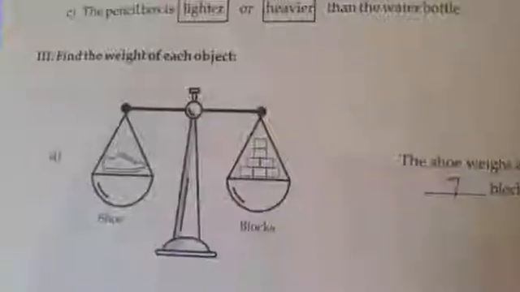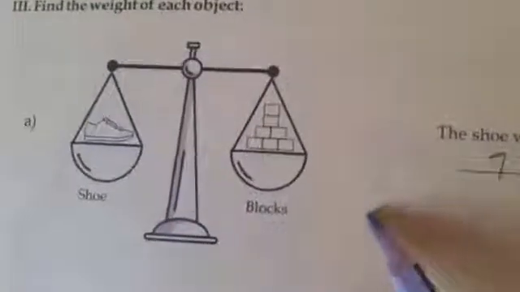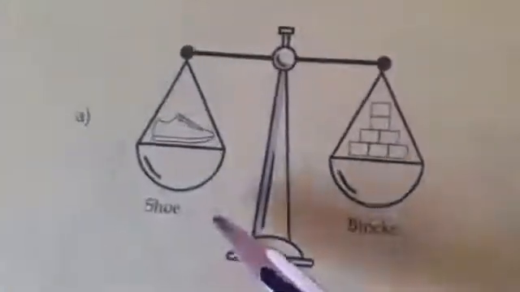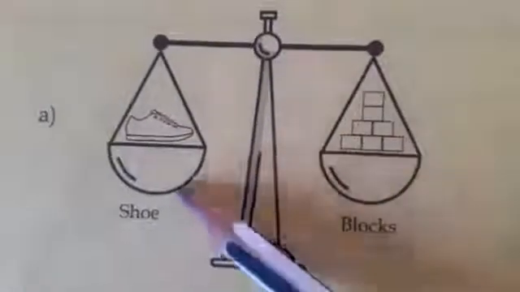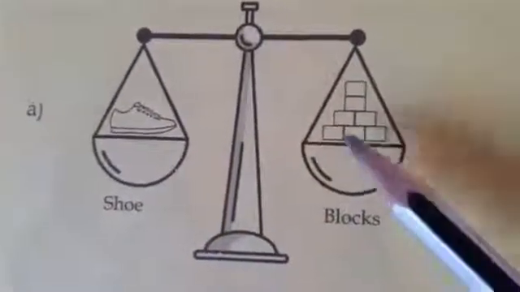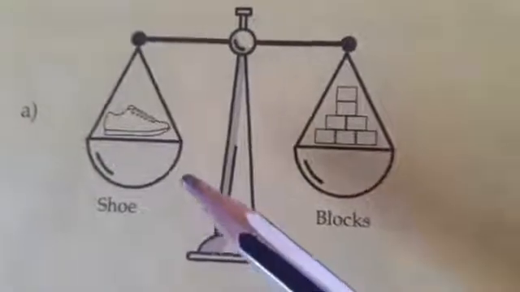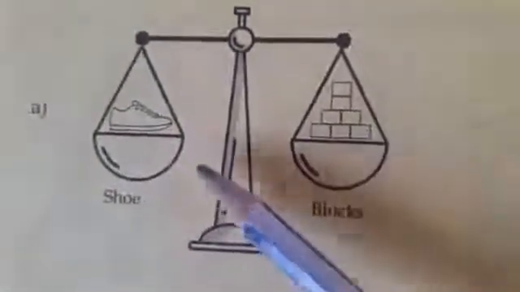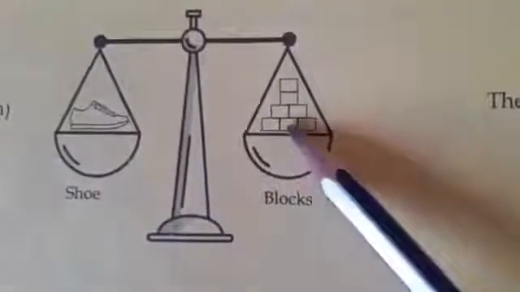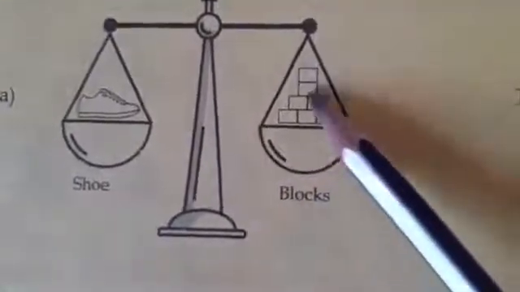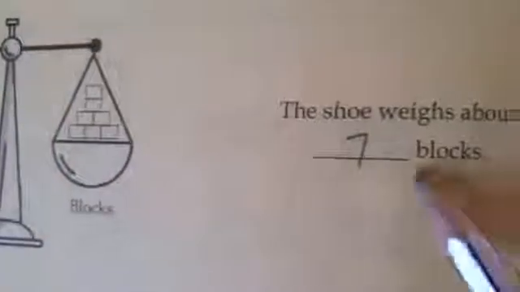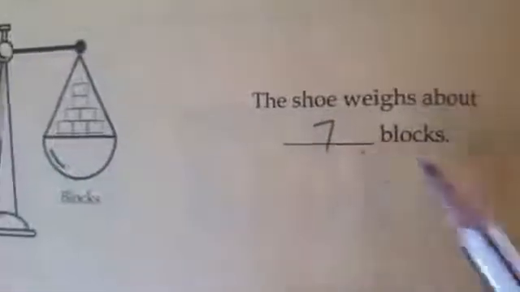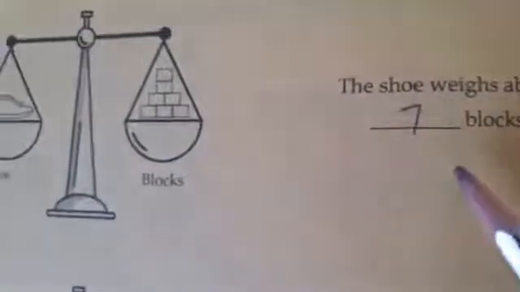For example, finding the weight of each object. Here they have given two things to compare. One is a shoe, the other is blocks. They are using blocks on a weighing balance to compare with the shoe. See how many blocks are equal to the shoe's weight. Count the number of blocks. 1, 2, 3, 4, 5, 6, 7. So the shoe weighs about 7 blocks.